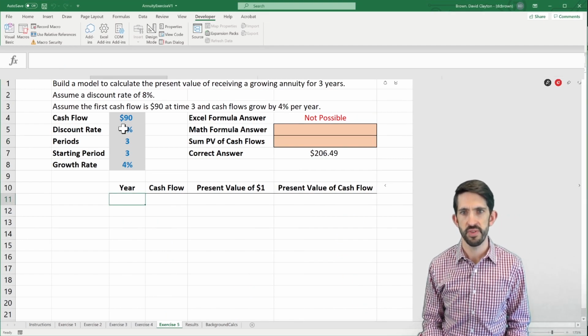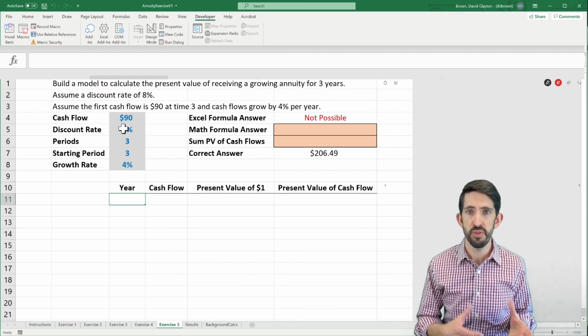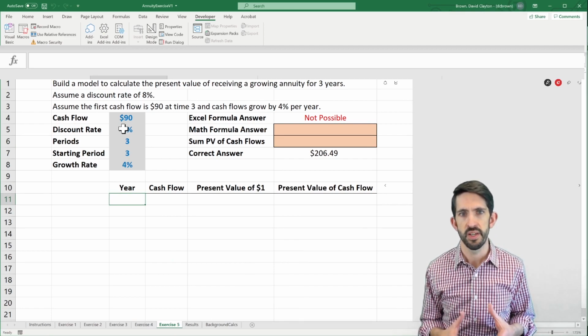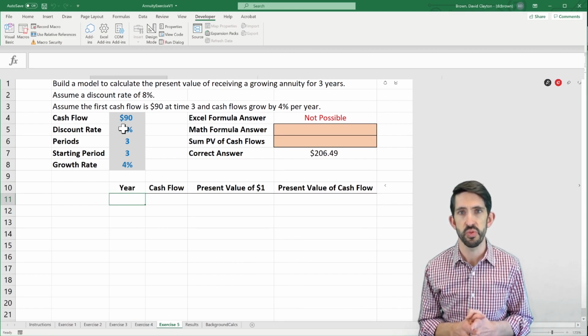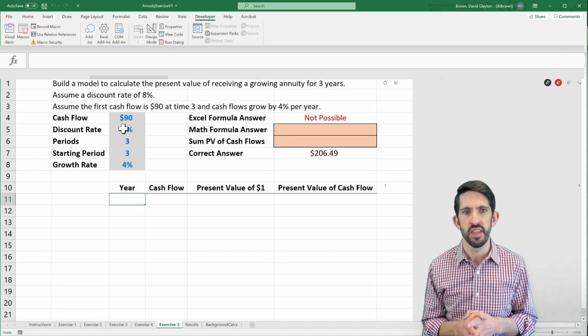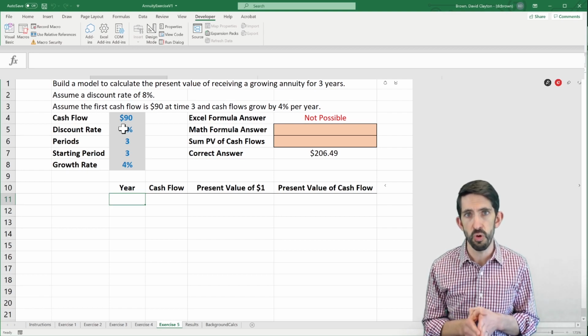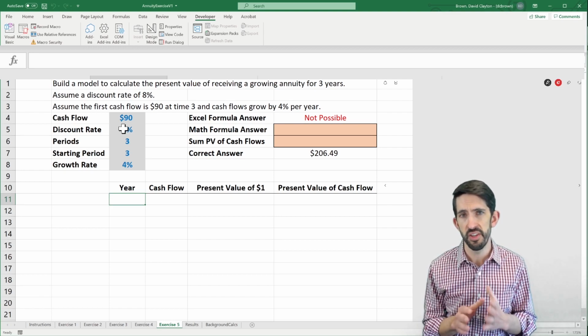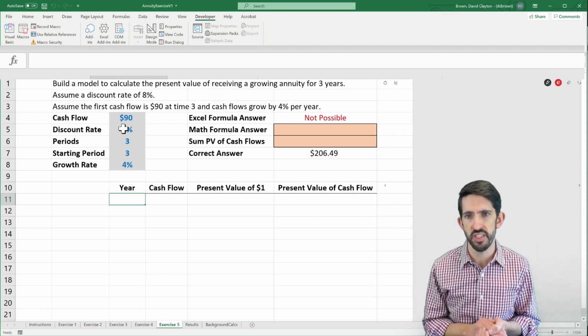Now, exercise 5, we're going to do kind of a different version of exercise 6. In exercise 3, we were getting that annuity for 3 years. The difference now is that it's going to grow every year, which means we're going to have a little bit different formula, which I'll get to in just a second.